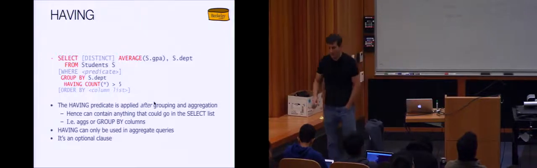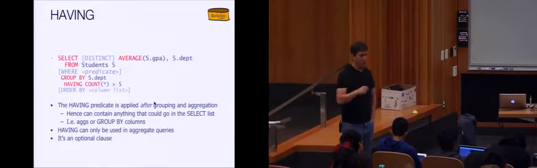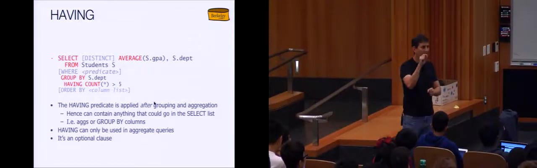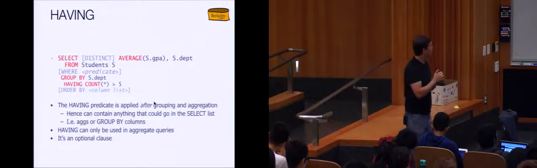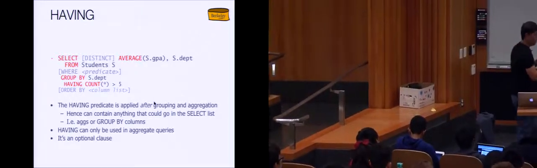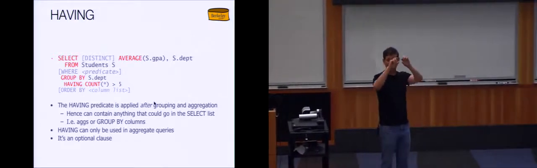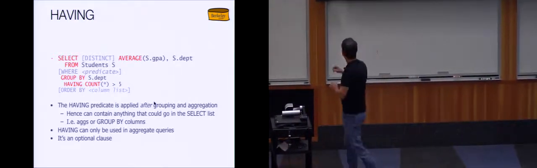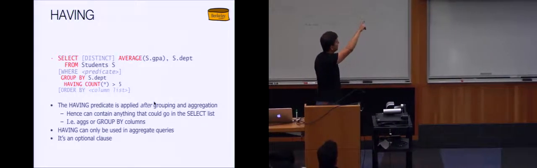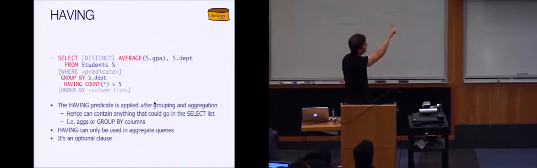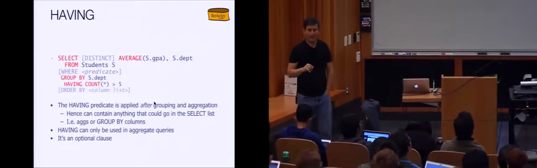Now, one more clause on group by queries that you can add is the having clause. It only makes sense if there's a group by query. It's a way of filtering output rows after group by that don't satisfy a condition. So remember, the where clause filtered rows, but it filters them before the group by. The having clause is going to filter groups after the group by. So this particular query, I want the average GPA and department from students, group by department, but I only want to see departments that have 5 or more people in them. Okay? That's what that's saying.